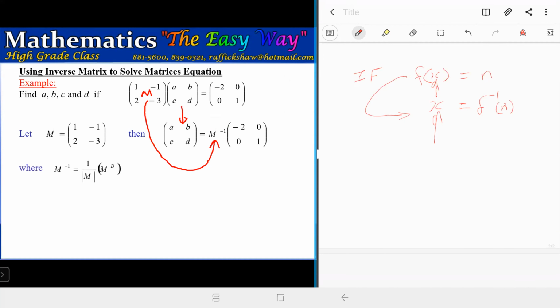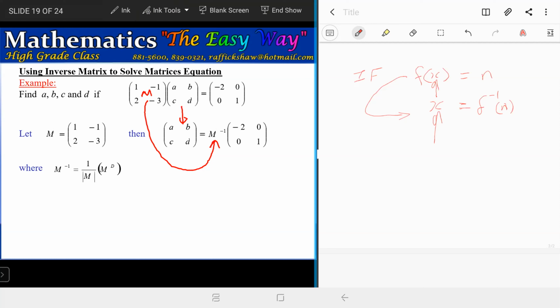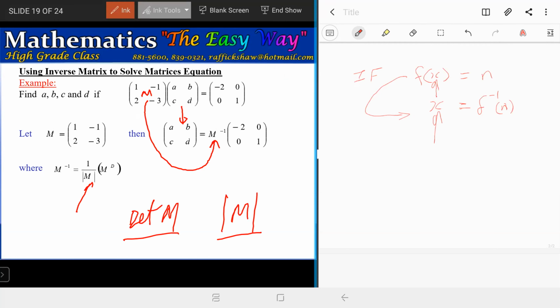And the M to the minus 1 is equal to 1 over the determinant. Now note, another way of writing the determinant is with the modulus symbol. This is called a modulus symbol, these two lines. That's another way of writing the determinant. So the determinant of M, you could write it like that, or you can write it like that. In some questions you'll see it one way, in others the other way. It means the same thing, the determinant.